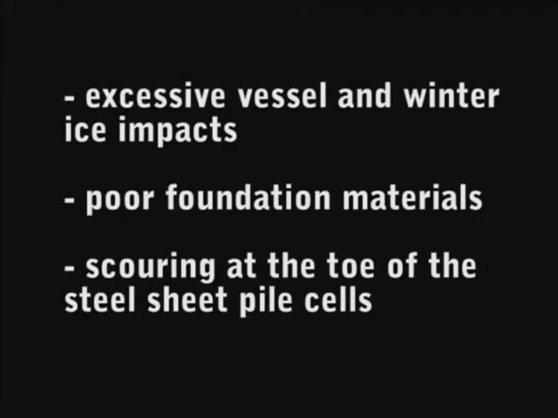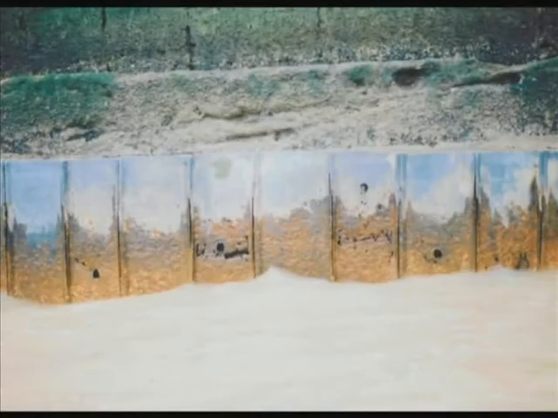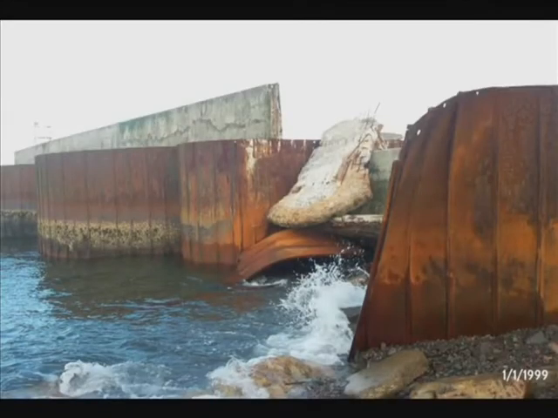Damage to steel sheet pile structures can result from excessive vessel impacts or winter ice impacts, poor foundation materials, or scouring at the toe of the steel sheet pile cells. This structure shows corrosion and holing of the steel sheet pile cells near the low water level. In this photo, there is a damaged section of the steel sheet pile cell structure.